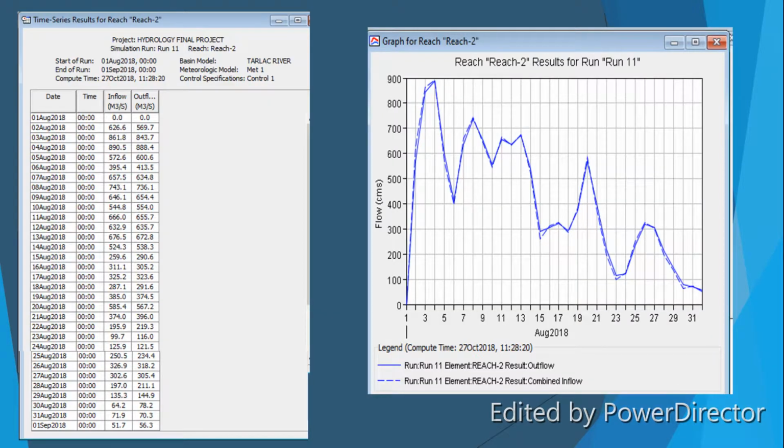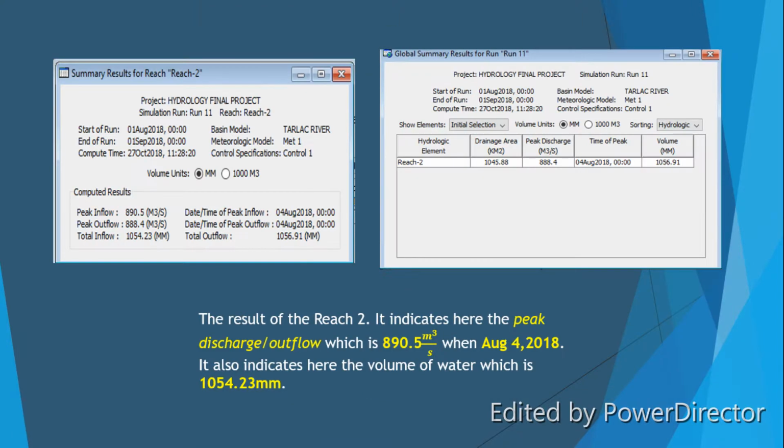And these are the precipitation data and graph for Reach 2. And then these are the results. The result of the Reach 2 indicates that the peak discharge or outflow is 890.5 cubic meters per second, happened also on August 4, 2018. It also indicates here the volume of water, which is 1054.23 millimeters.